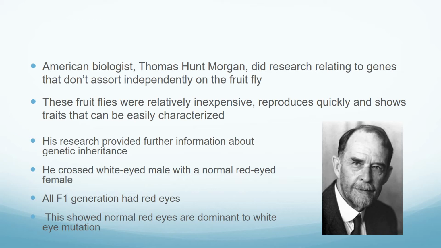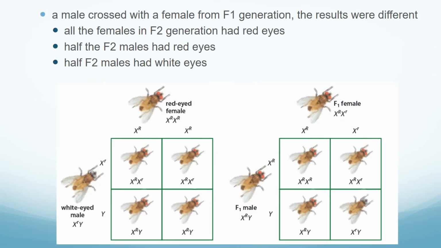Now, if you do a purebred cross of both, you're going to get all heterozygous, but they're all going to show the dominant trait, where the allele for the recessive is hidden. The difference here is that when Morgan took a male and crossed it with a female from the F1 generation, the results were slightly different than what Mendel had shown. All of the females in the F2 generation had red eyes, and half of the males had red eyes and half of them had white eyes.